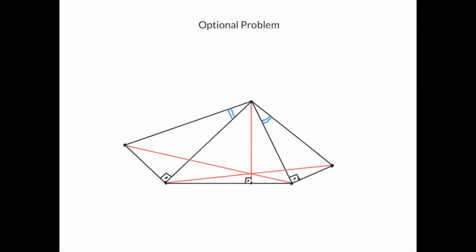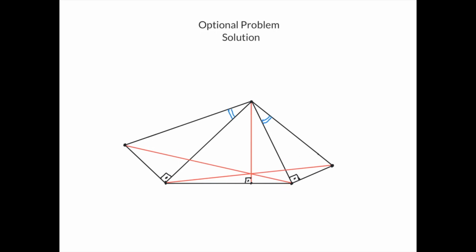Here's the optional problem. This is a triangle, and this here is an altitude in the triangle. We construct this point such that this angle is a right angle, 90 degrees, and we construct this point such that this angle here is 90 degrees, and such that this angle equals this angle. Then we connect this vertex with this point, and this vertex with this point, like that, and we need to prove that the three red lines intersect at one point.